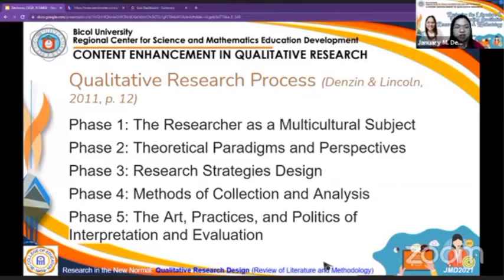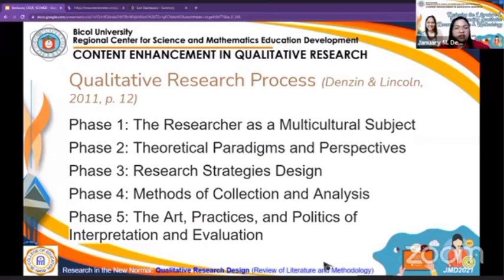So you need to fully understand who you are as a researcher and what you will bring in your research. And then of course, in phase two, this is where we as the researchers bring to the inquiry certain theoretical paradigms and perspectives. This is where you provide direction for your study, because this is where you present your ontology, as I've mentioned earlier, your epistemology, your axiology, and methodology.